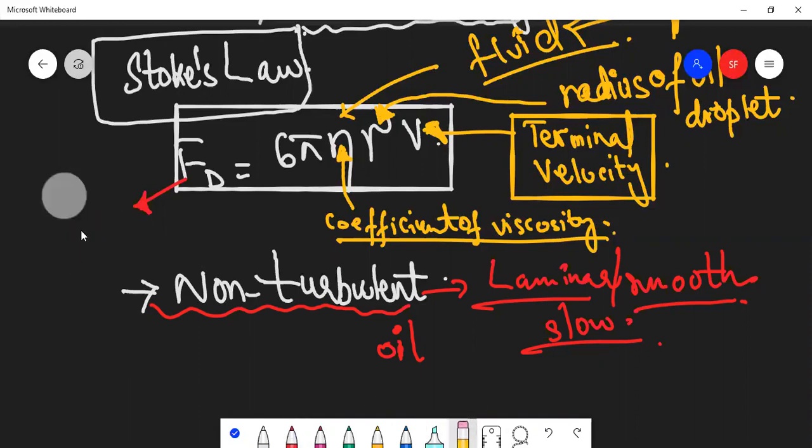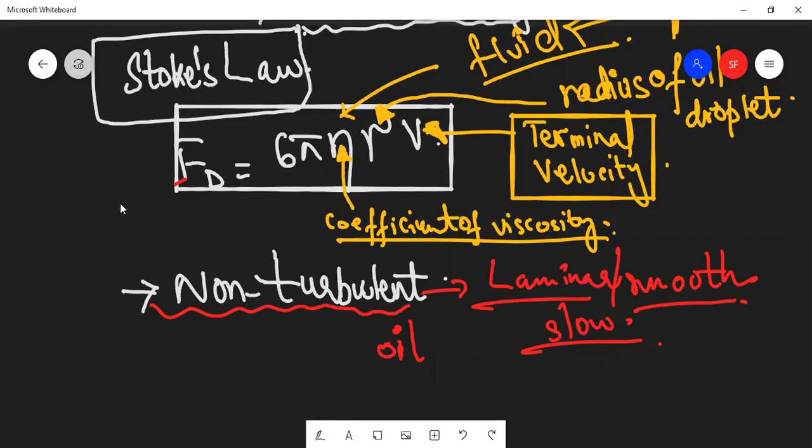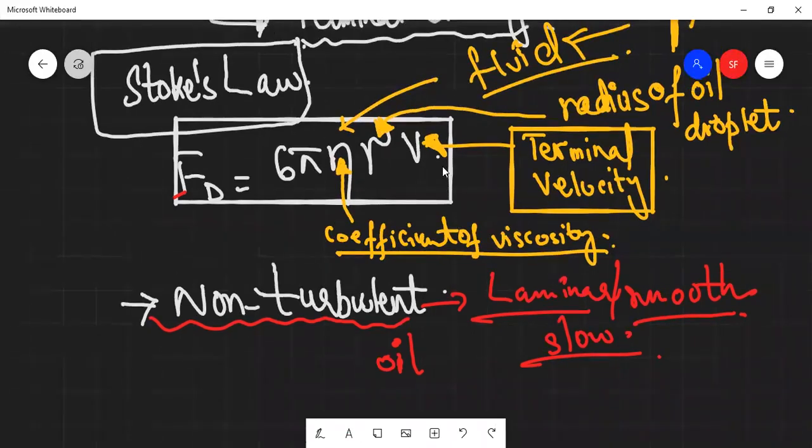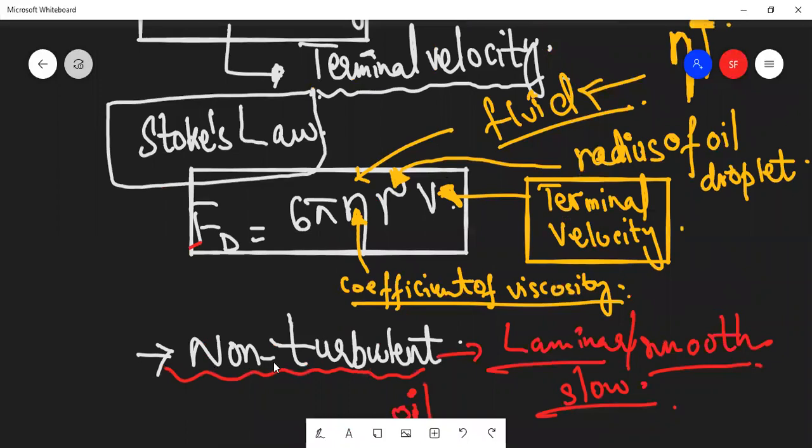But before this, let me tell you that the upthrust force is actually applicable on fast moving objects. If the object is not moving slowly, if it's moving fast, then Stokes law will not be applicable. If it is not moving in a laminar fashion, then Stokes law will not be applicable.